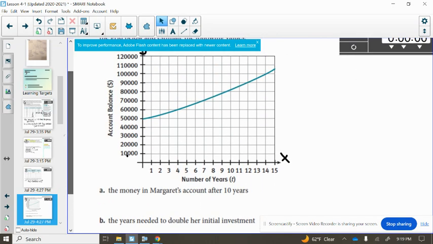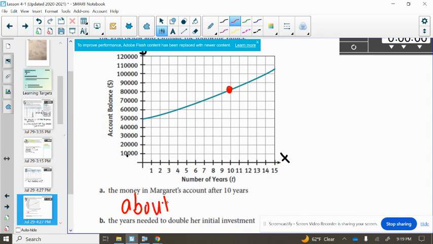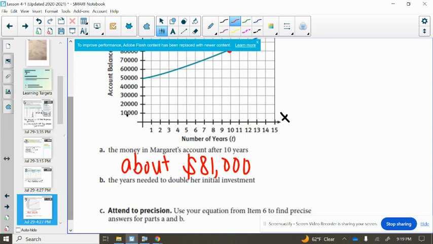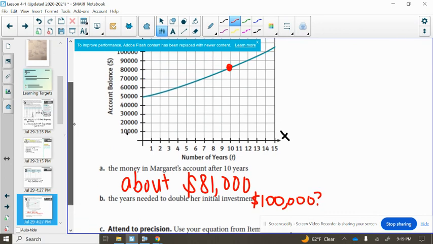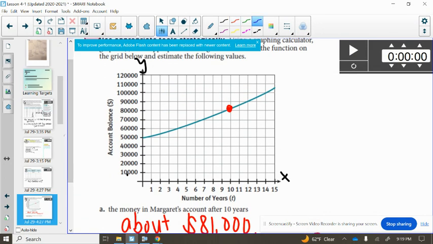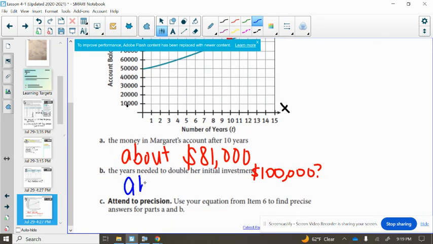Now, if we look at this graph after about 10 years, we see that our account has a little bit over 80,000, just over 81,000 after 10 years. And if we think about the time it's going to take her to double her investment, aka when is it going to equal $100,000? Well, if we look on the graph for that, 100,000 is right here at about 14 years.